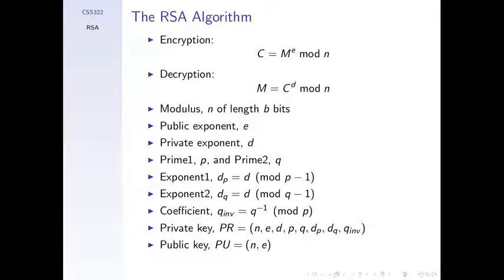So the parameters we have are the modulus n of some length, b bits, in our example 2048 bits. We have the public exponent E and the private exponent D, so we can think that in simple form the public key is n combined with E and the private key is n combined with D. But in fact n is calculated from multiplying 2 prime numbers P and Q together.